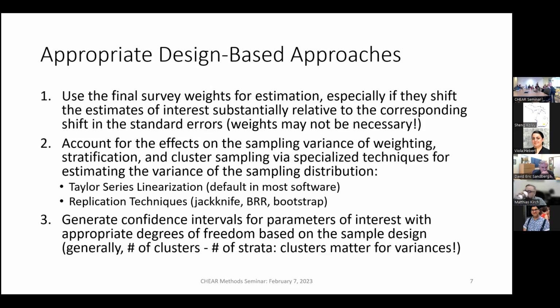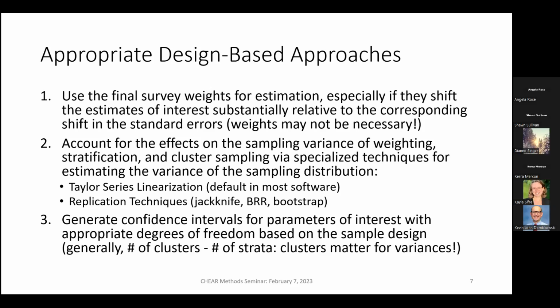An alternative is what's called replication or resampling techniques. This is the jackknife, balanced repeated replication, and bootstrapping. These are all techniques that can also be used to estimate variances. Some data producers do not want to give you stratification and cluster sampling information in the data set, and that's necessary to implement Taylor series linearization.